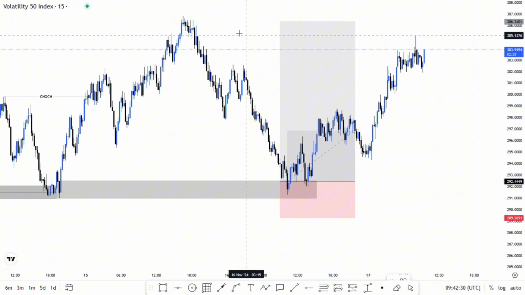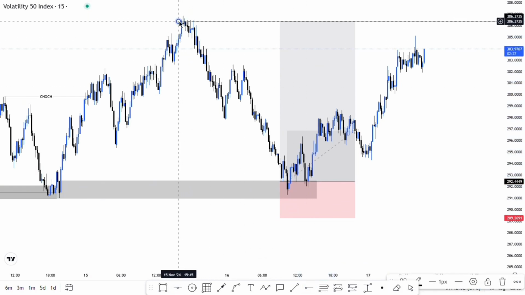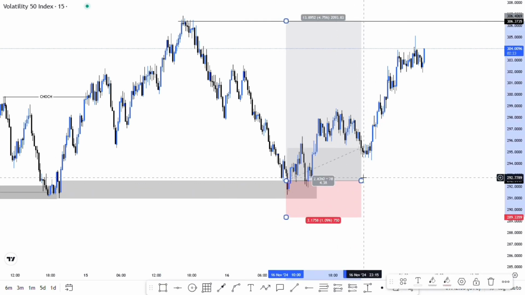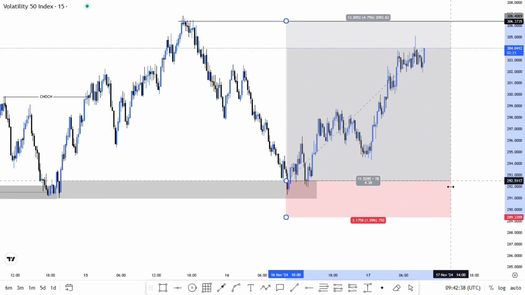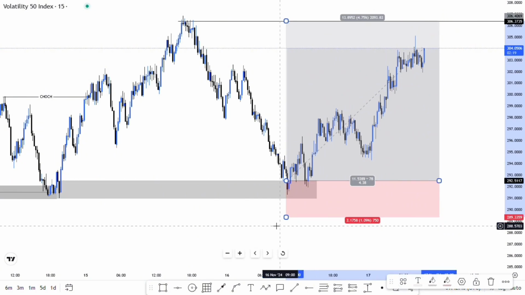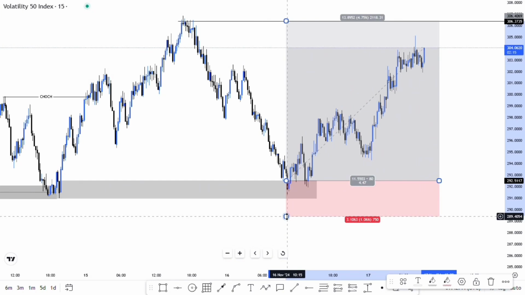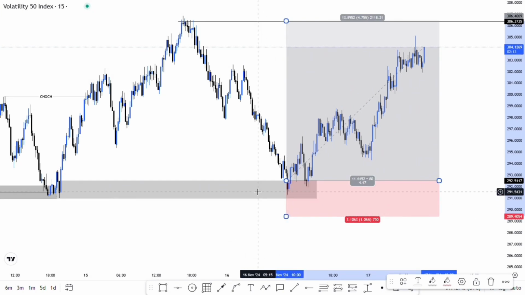So that's just how I got these buys, and my take profit is right here, this top right there, and then just waiting for price to get there so I can take full profit. Stop loss is just below. So that's what we have for volatility.